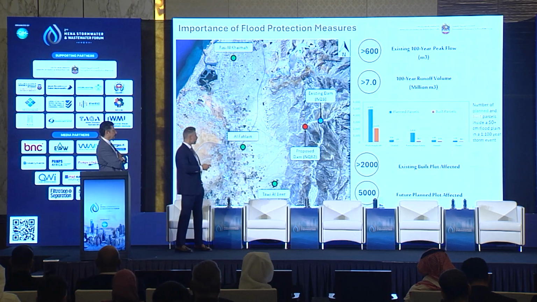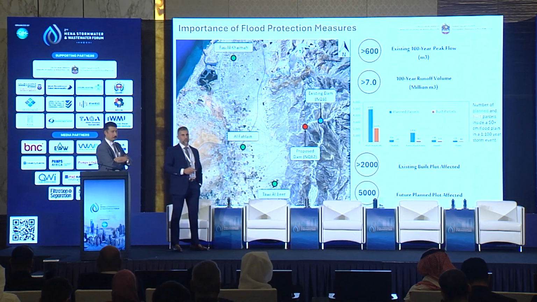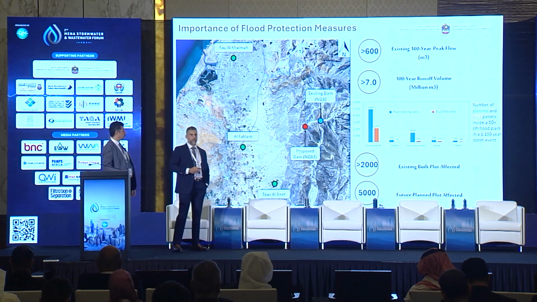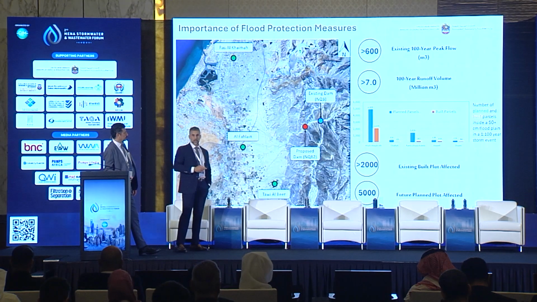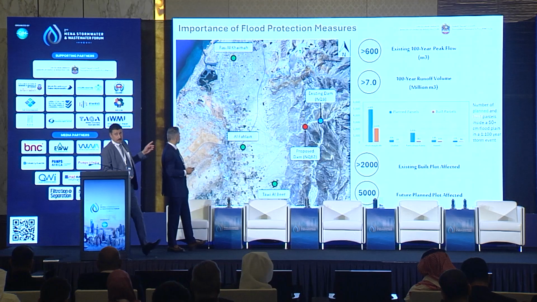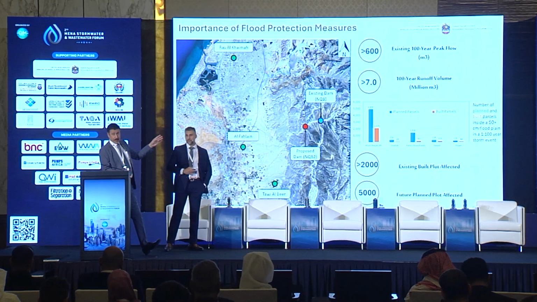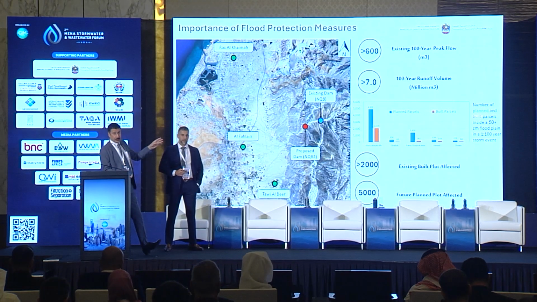flood in these areas. In addition, 5,000 future planned plots will be affected, which are already planned by Ras Al Khaimah municipality, and they have their own master plans. So 5,000 plots will be affected in future. So that's why we chose it as a priority. This is critical. It is one of the criteria which we are adopting, actually.